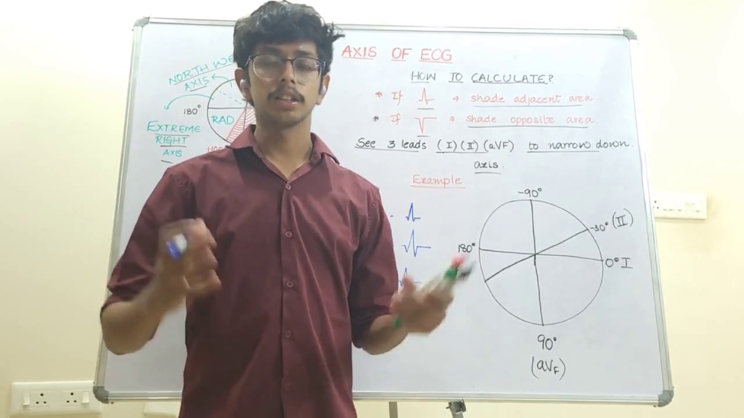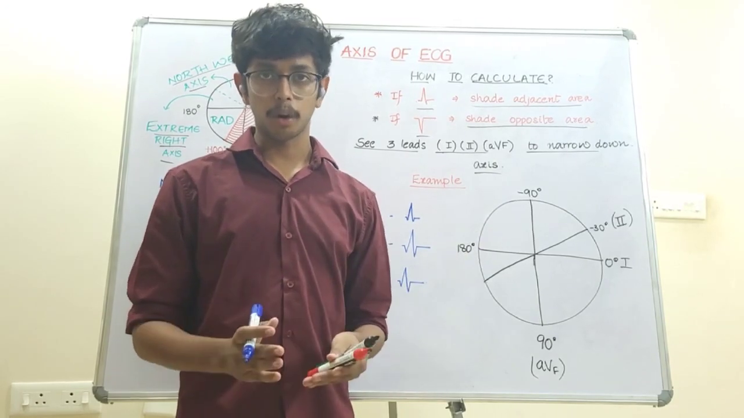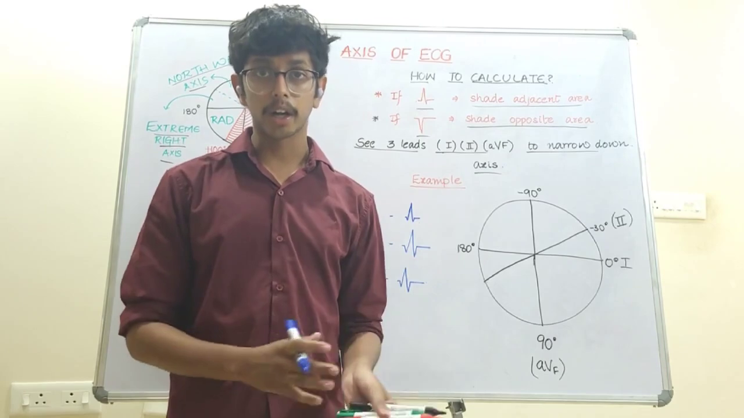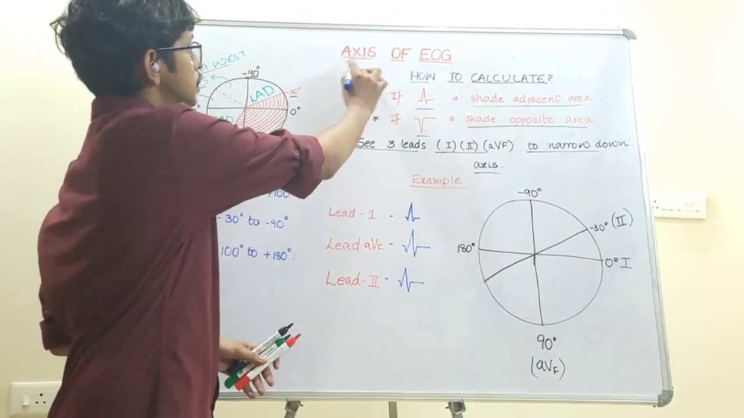Axis is nothing but the sum of all the currents that are traveling through the heart, that is right atrial or left atrial depolarizations, septal currents, right ventricle and left ventricle currents. If we add all these currents, then it will become the axis of the ECG.